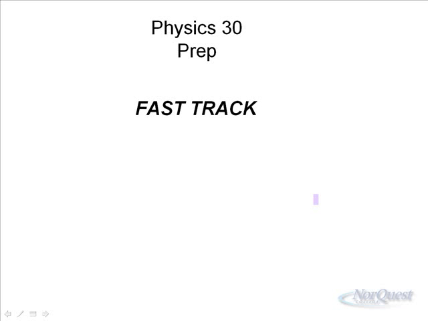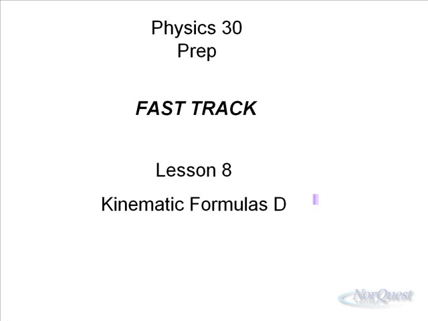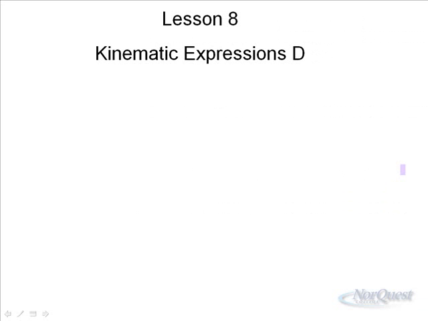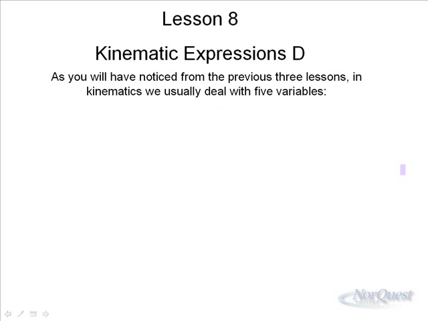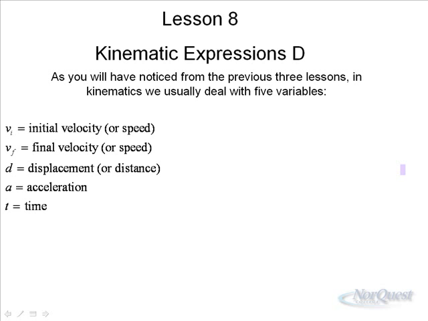This is lesson number 8, and we're going to look at the last kinematic equation that we deal with in Physics 20. As you have noticed from the previous 3 lessons, in kinematics we deal with 5 variables: initial and final velocities, distance or displacement, acceleration, and time. And in an equation, usually 4 of them are involved. We give you information that leads you to 3 of them, and then you use your equation or formula to find the 4th one, which is usually your unknown.